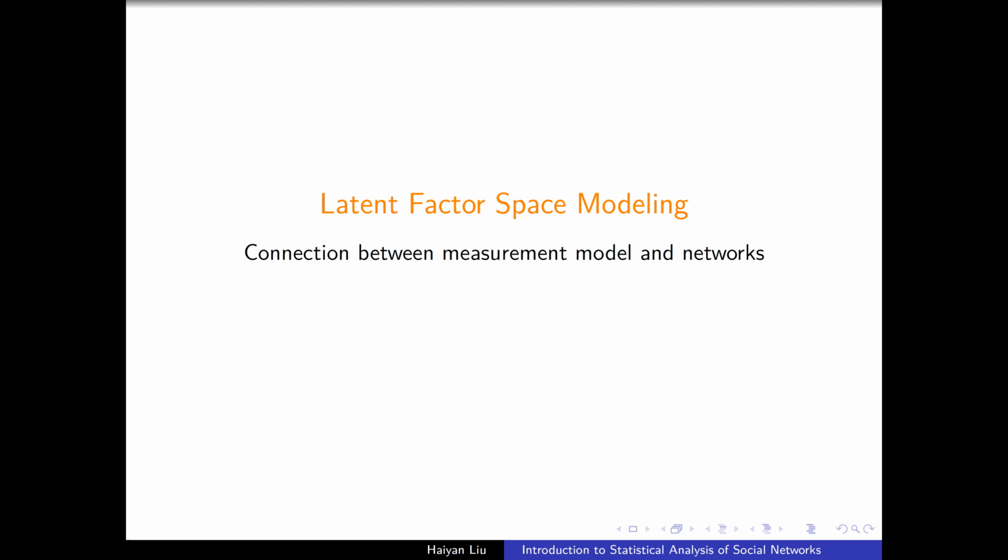Now, after a short pause, I would like to switch to a different framework. In this framework, we aim to combine the network model with the psychometric model. We would like to connect a network model with the confirmatory factor model. So we call our model the latent factor space model. Basically, in this model, we have both a measurement model and a network model.